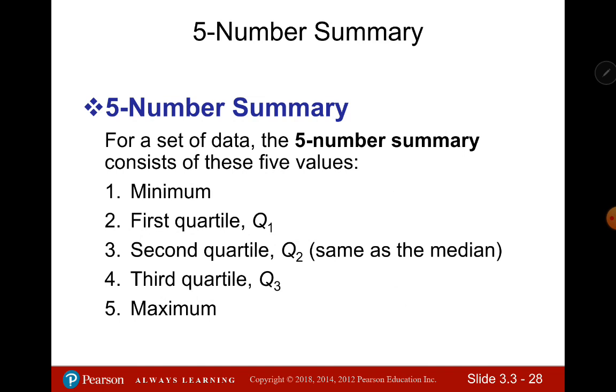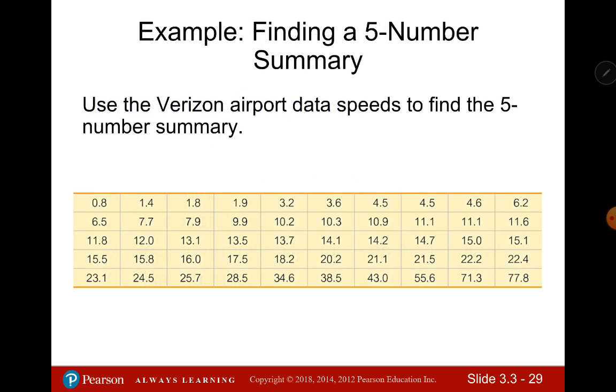But this one is important. This is called the 5-number summary. So for a data set, we can list the most important 5 values, and then we call it the 5-number summary, which is the minimum value, Q1, Q2, Q3, and the maximum value. So we can work through an example together.